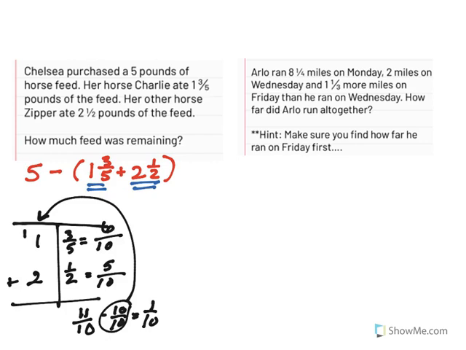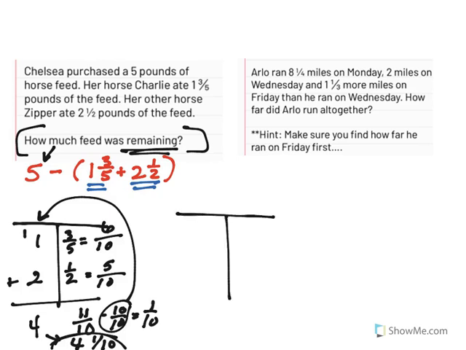Now we will add 1 plus 1 plus 2. That gives me 4 1/10. So Charlie and Zipper ate 4 1/10 pound of horse food. But we're trying to figure out how much feed was remaining. So we have to subtract the amount that they ate together from the total amount that they started with. So that's step 2. We're going to take the total amount of feed and subtract the total amount of feed that they ate.